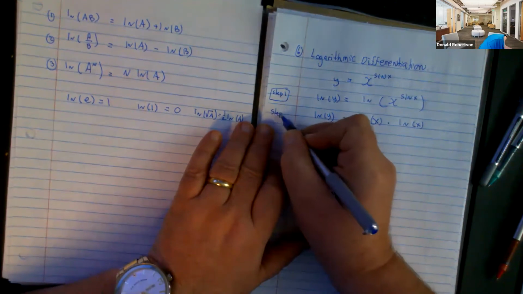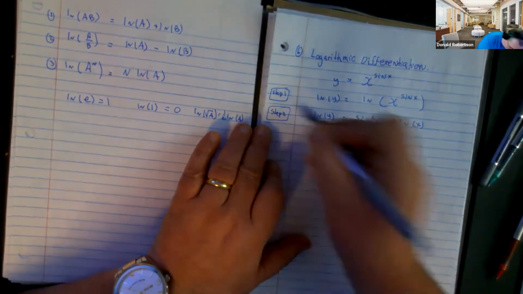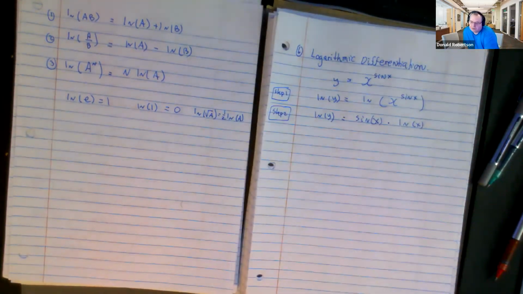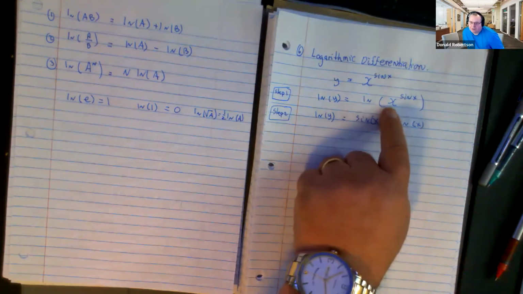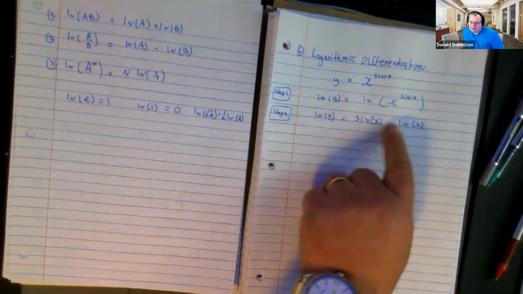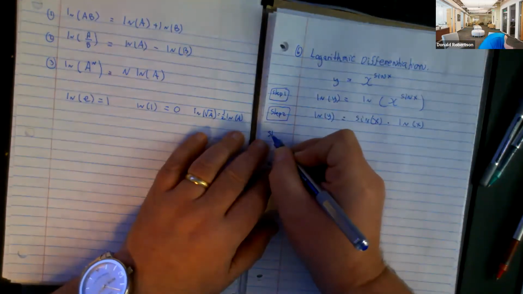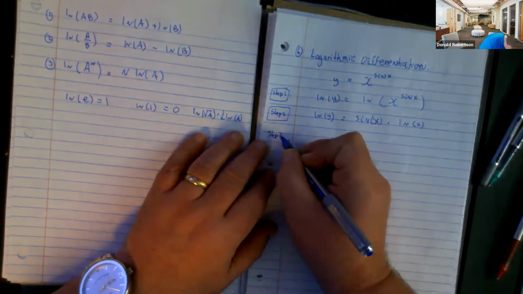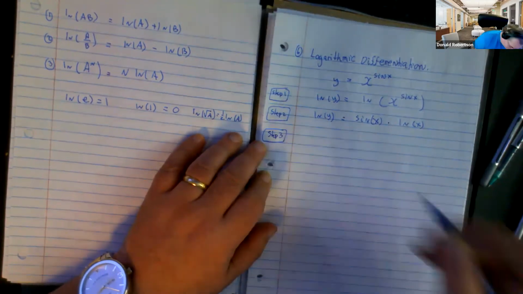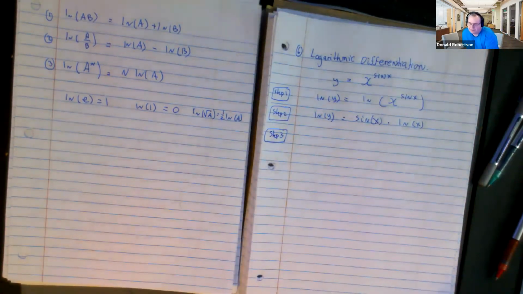And that's step 2, because that pretty much always happens. You still with me? So I've taken the log of both sides, and then I've used the third law of logs to get rid of the power, to write it like this. Now the third step is that we differentiate.